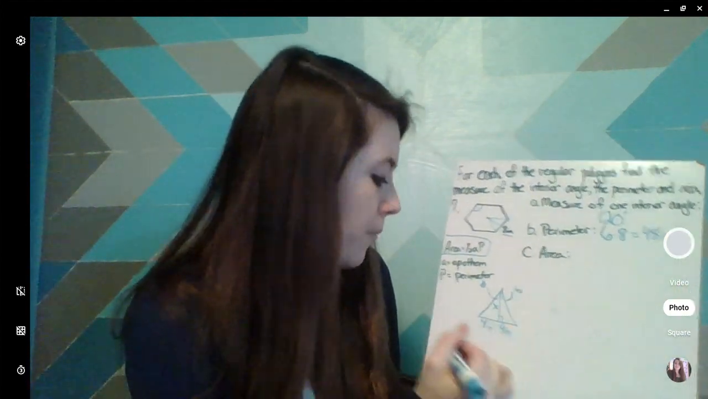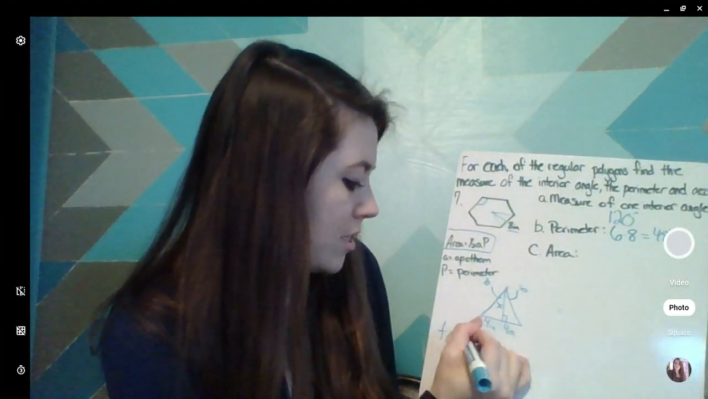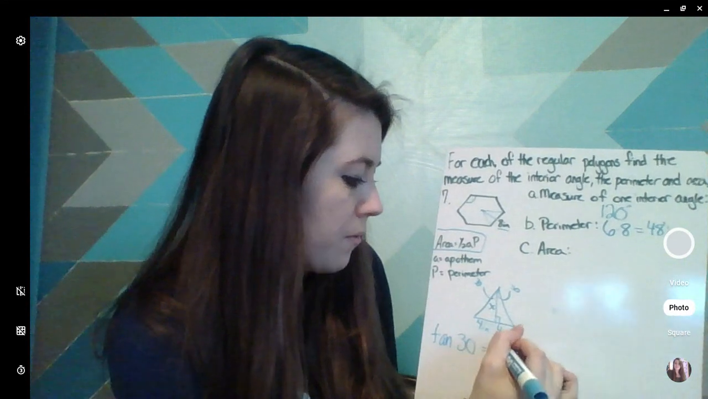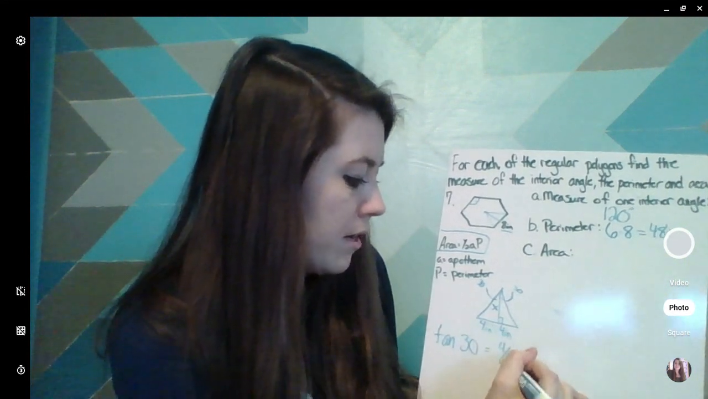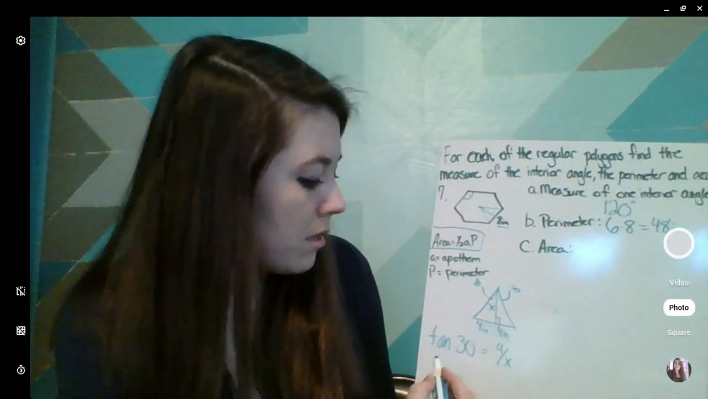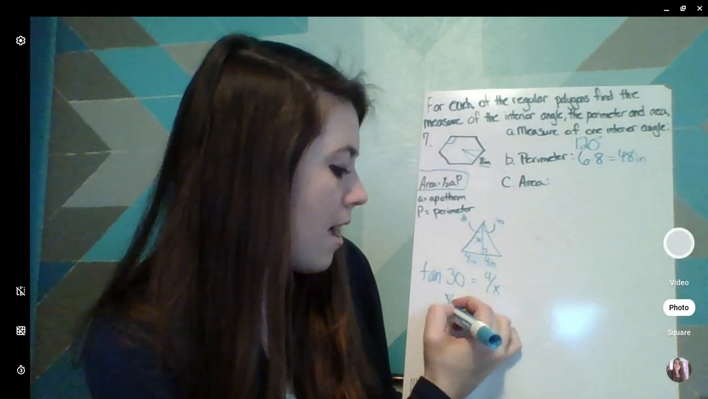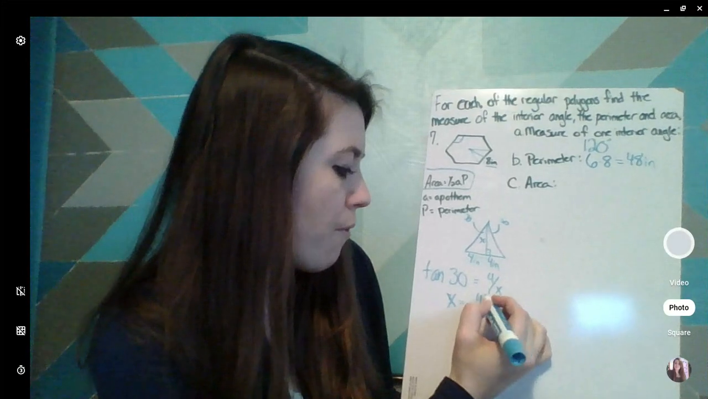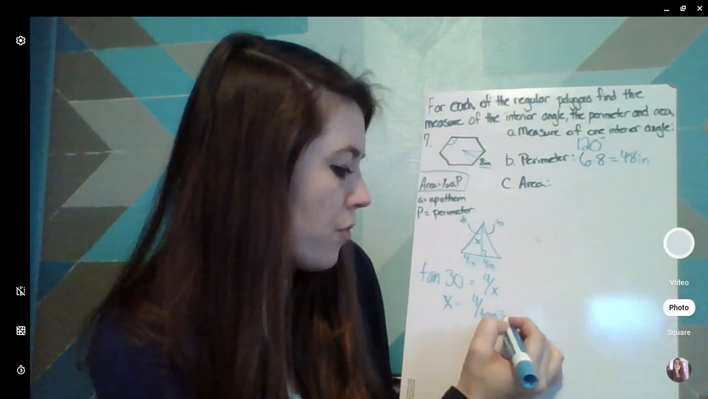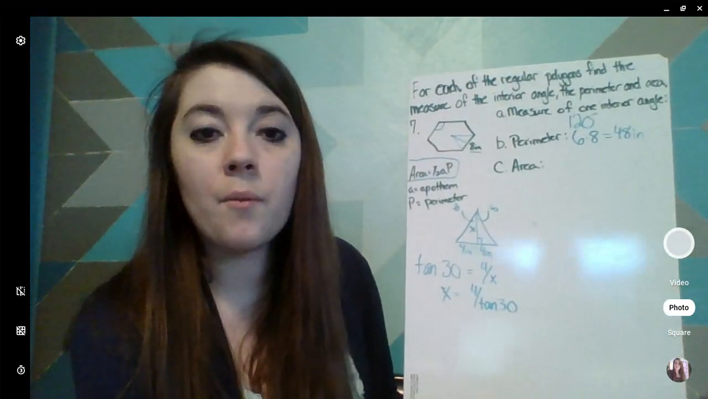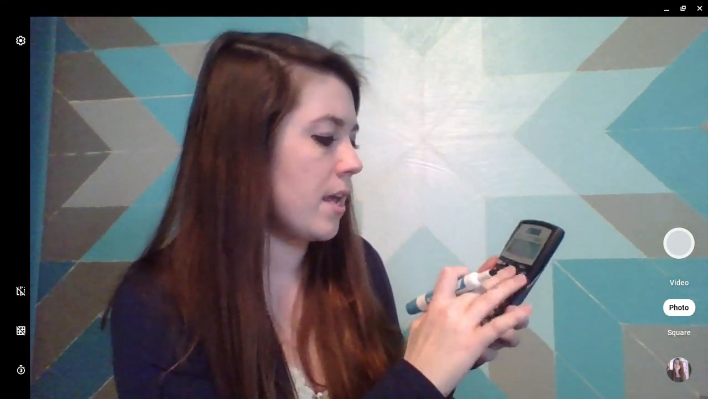Tangent 30 equals opposite over adjacent. Remember the x and the tangent 30 will switch places. So we're going to have x equals 4 over tangent 30. Now we plug that into our calculator. Let me get my calculator out. We're going to take 4 and divide it by tangent of 30.